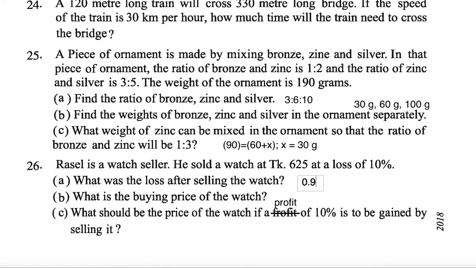So 0.9x is 625. That is what is given. So what is x then? If you just want the loss, you need not find x. 0.1x is the loss. 10% is the loss, right? So 625 by 9 is the loss. 69.44 taka is the loss.